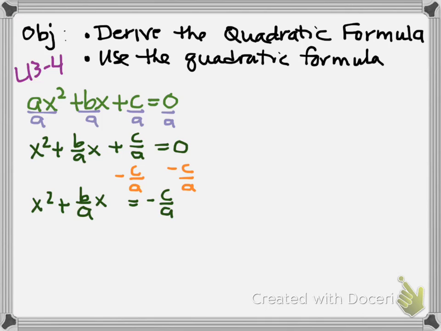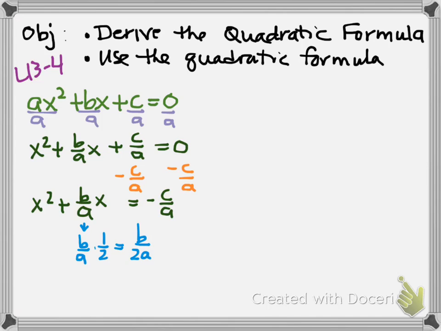What's the next step? What do I do now? Justin? B over a times 1/2? Yep, we're going to take that linear coefficient, which is b over a, and we're going to take 1/2 of it. That gives me b over 2a.